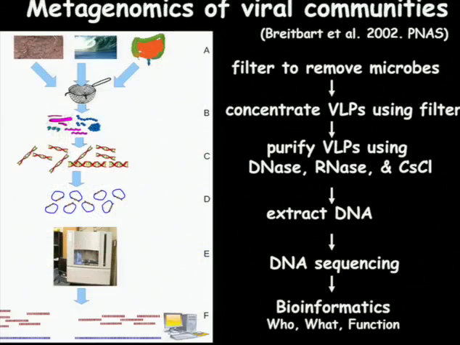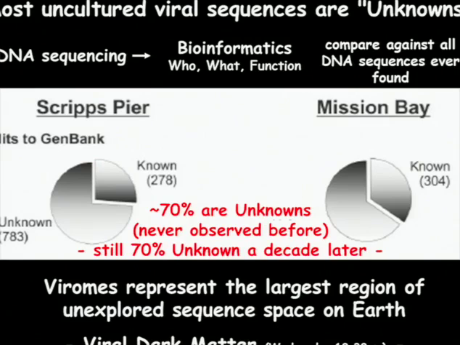So this is what it's going to look like. This was back in about 2000, and we published it in 2002. The idea is that you just grab a whole bunch of seawater, filter out the microbes, throw them away, concentrate the virus-like particles on a filter, and then use a cesium chloride gradient and some nucleases to really purify the viruses, the DNA that's encapsulated inside a protein shell, and then sequence it. And then, of course, you use bioinformatics approaches to figure out who's there, what they're doing, and what functions they're carrying out. Okay?